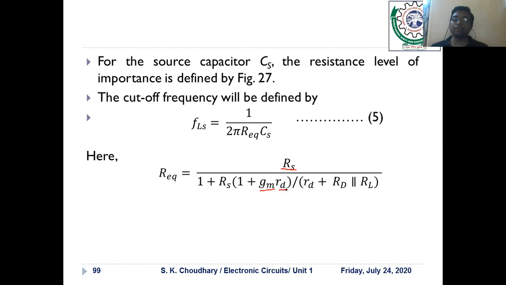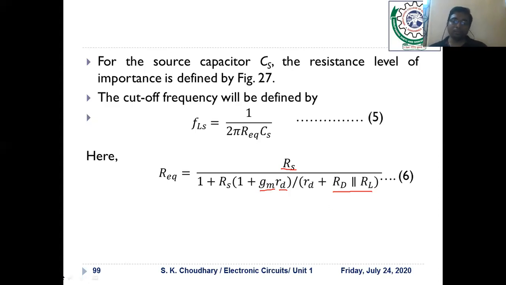the finite output resistance, the drain resistance of the MOSFET, and the drain resistance and the load resistance. All this appears when you are looking into the amplifier from the source terminal. So this is a complex equation of R equivalent, but for simplification, we can remember a formula easily.